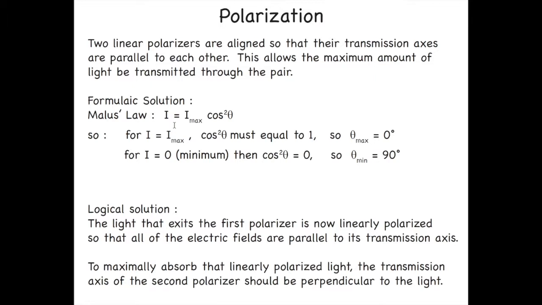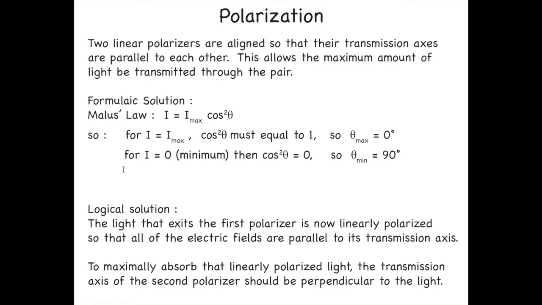You can easily get to this answer by using Malus's law, right? You see that I equal to I max means that cosine squared of theta must equal 1. So clearly theta is 0, right? And that's what we said. The two are aligned. To get to the minimum, we want I equal to 0, which means we want cosine squared theta equal to 0. And cosine squared theta is 0 when cosine of theta is 0. Cosine of theta is 0 when theta is 90 degrees.